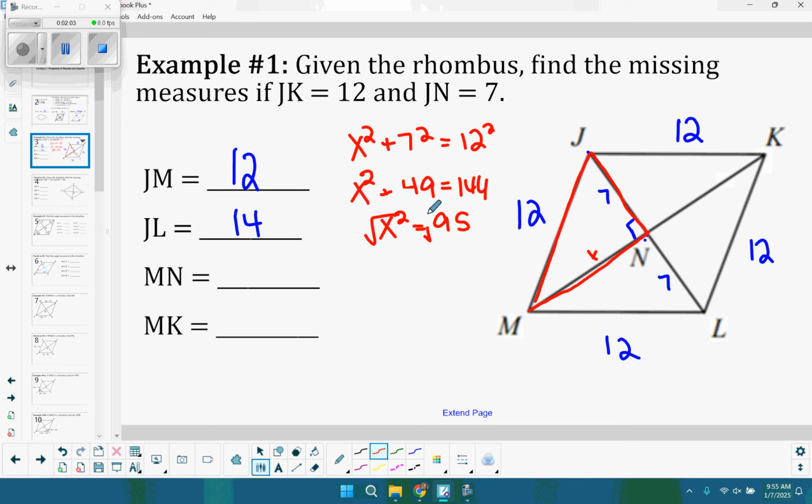And now we'll take the square root of both sides. So I get 9.7. So MN and NK are both 9.7, which means that the total length of MK is 9.7 plus 9.7, or 18.4. Oh, sorry, 19.4.